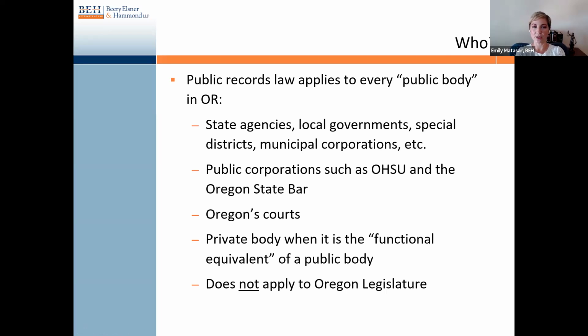So it applies to Oregon courts. It applies to a private body when it is the functional equivalent of a public body. It does not apply, however, to the Oregon legislature, but that's because they have their own public records law in ORS 171.